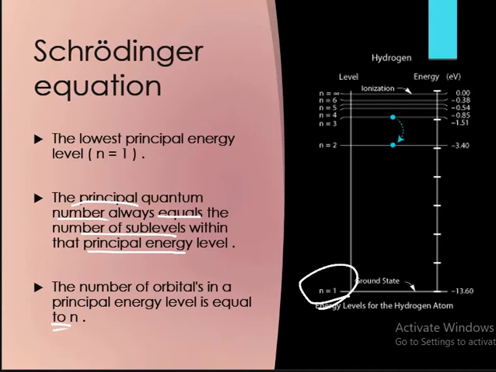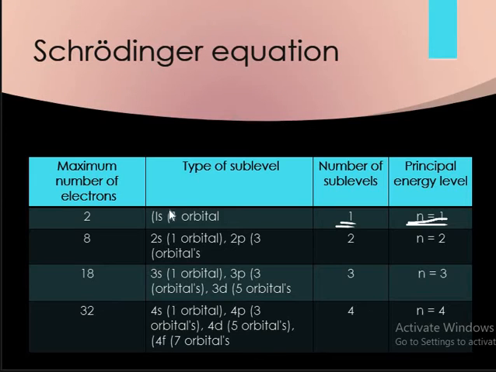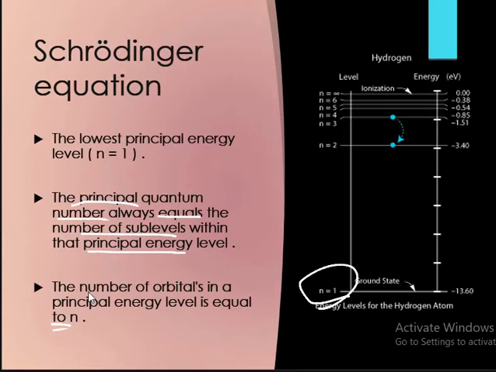What does that mean? Again, I will go back here to the last video. The number of types of orbital found here is the same as the number n. So how many types of orbital do we have here? 1. Here we have 2 types. Here we have 3 types. Here we have 4 types. We talked about that in the last video. So the number of orbitals in the principal energy level is equal to n.